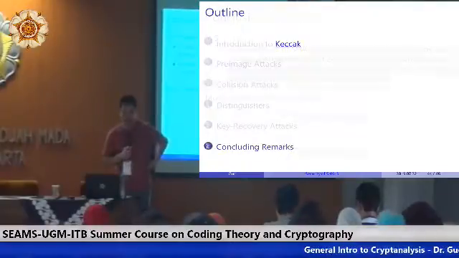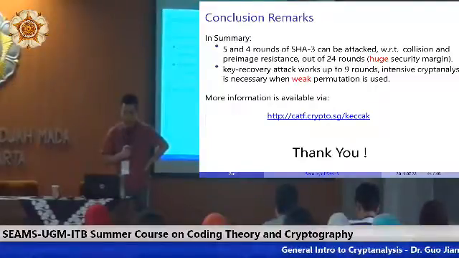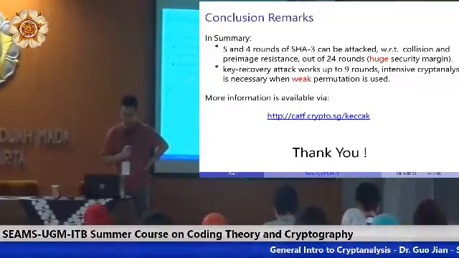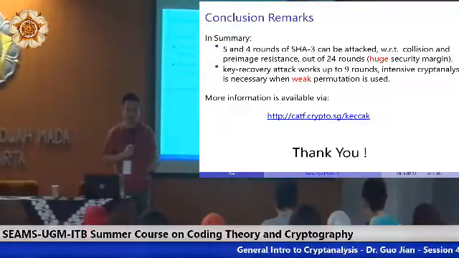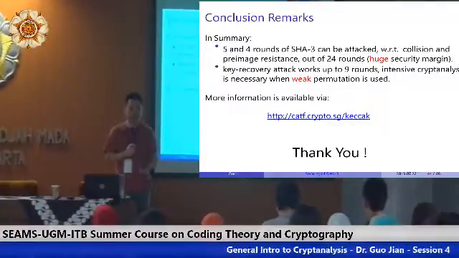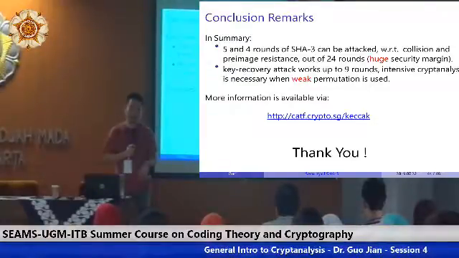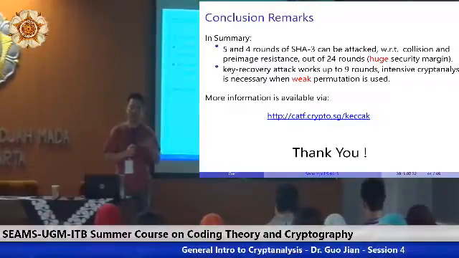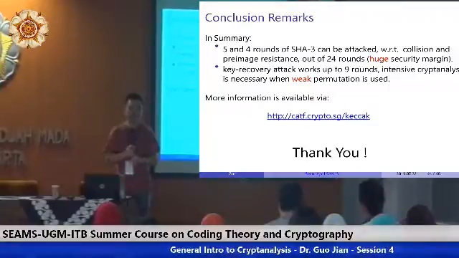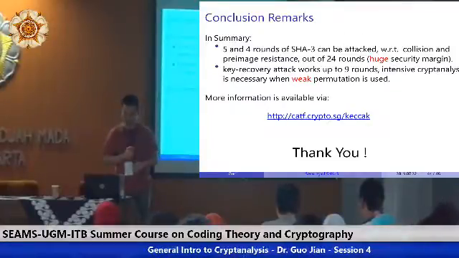So in conclusion, 5 or 4 rounds of SHA-3 can be attacked with respect to collision and preimage resistance out of 24 rounds. So you can see there are still huge security margin left. For example, for SHA-2, there are in total 64 rounds. The best attack can attack up to 50 rounds, something around that. So that means 80% can be attacked. However, in case of SHA-3, 20% only. Okay, so you get a security margin of 80%.